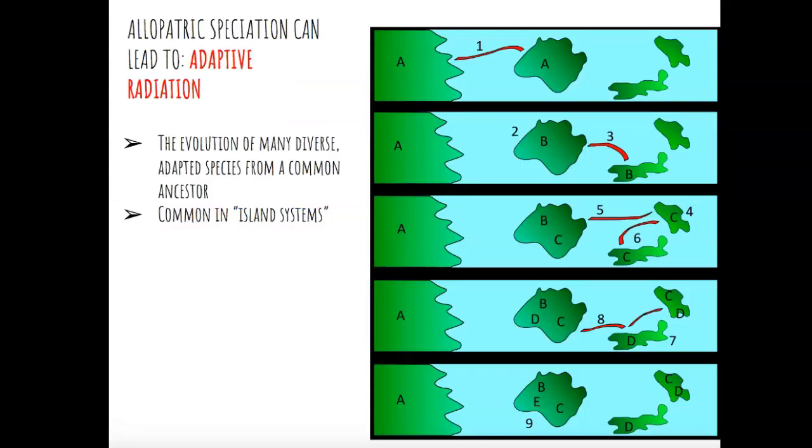Allopatric speciation can also lead to what we call adaptive radiation. So this is where we have the evolution of many diverse adapted species from one common ancestor, and this is very common in island systems.